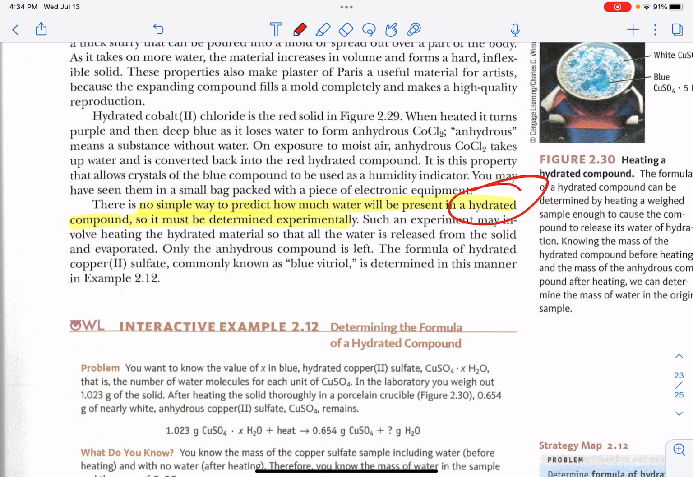That concludes Chapter 2, and hopefully you found the review helpful.